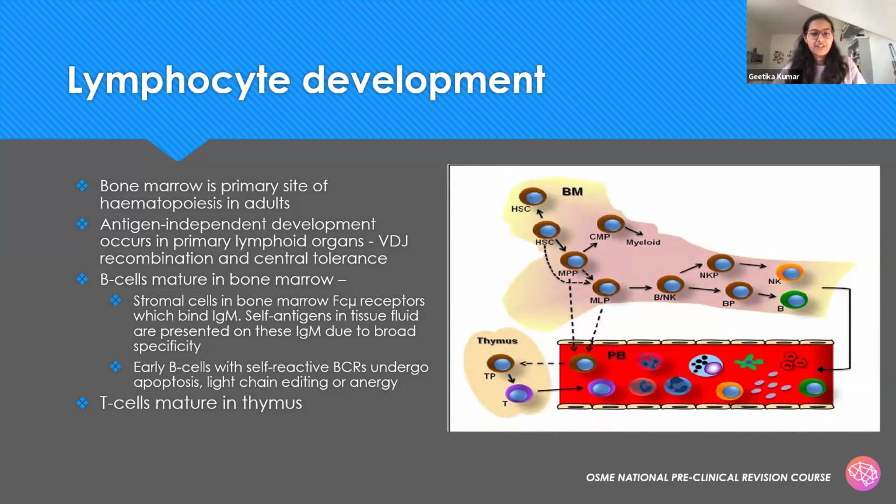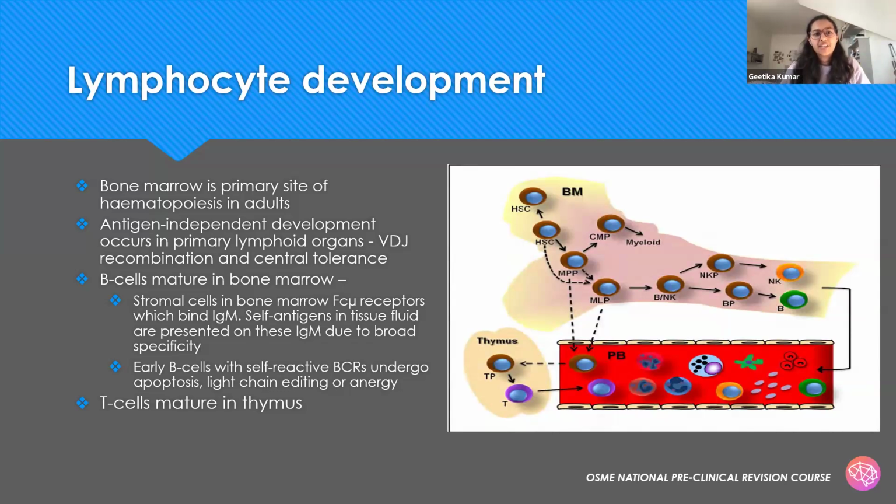As you can see here, and as you probably learned in first year as well, you've got the hematopoietic stem cells, which then differentiate into multipotent progenitor cells, or MPPs. And then depending on the signaling molecules that they encounter, they get committed either to the lymphoid lineage, which is the MLPs, or to the myeloid lineage, so that's the CMPs.